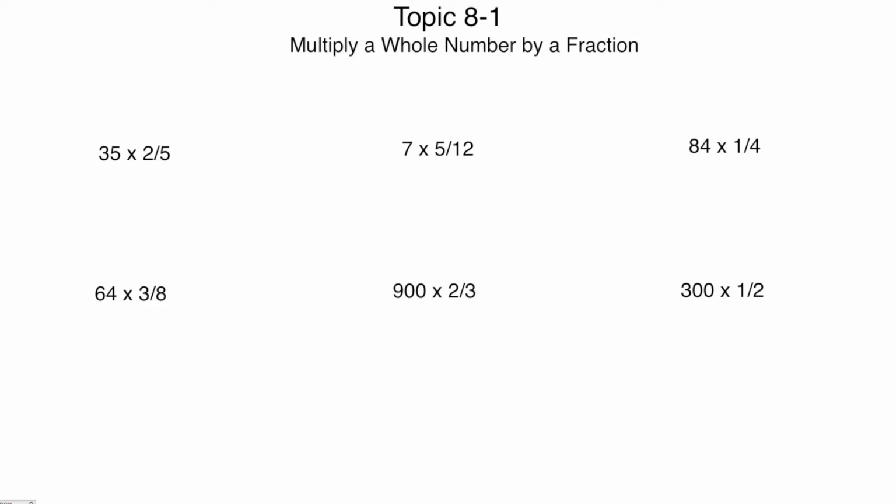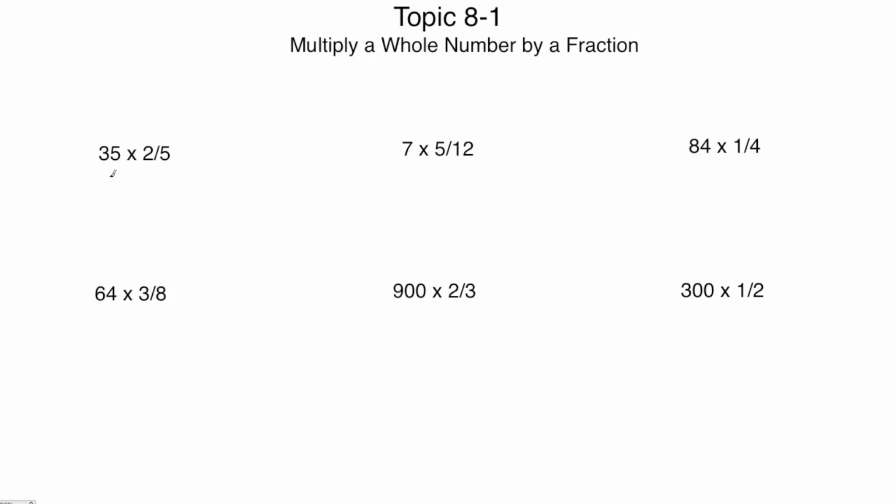All right, so the first one we're doing is 35 times 2/5. Go ahead and push pause, do the golden rule, do the first step, cross factor if possible, and then multiply straight across and see if we come up with the same answer. Go ahead and push stop or pause right now.